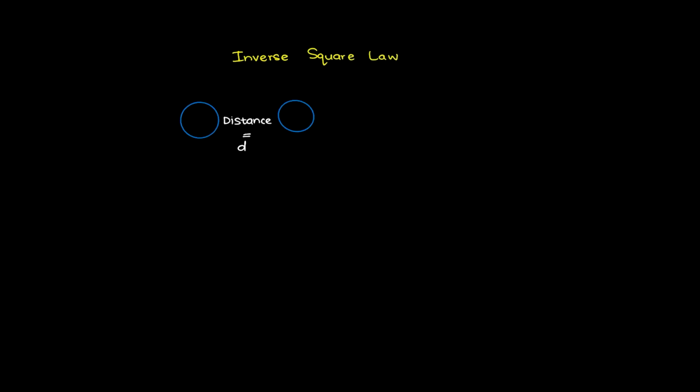What does that actually mean? If you double the distance between two objects, you don't just halve the gravitational force, you quarter it. The math works like this. Double the distance means the distance squared is 4. Inverse of 4 is 1/4. So gravitational force drops to 1/4 of what it was.